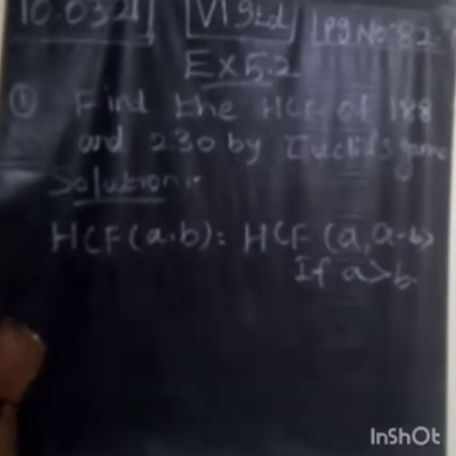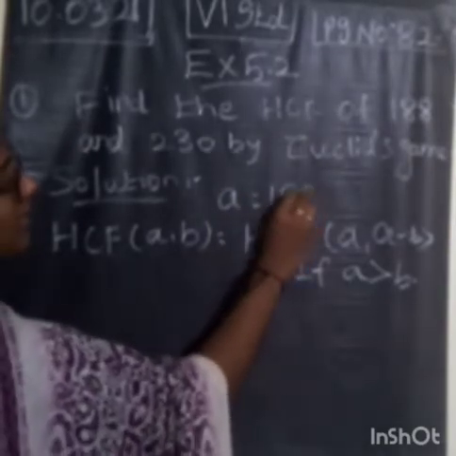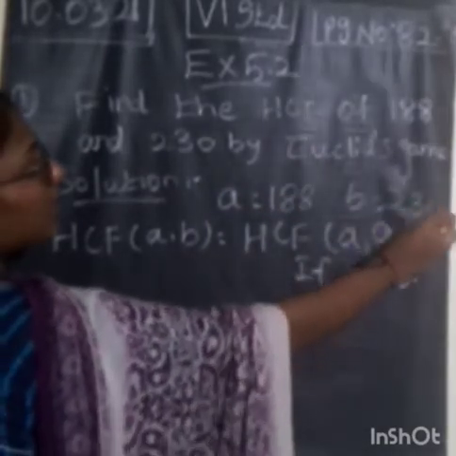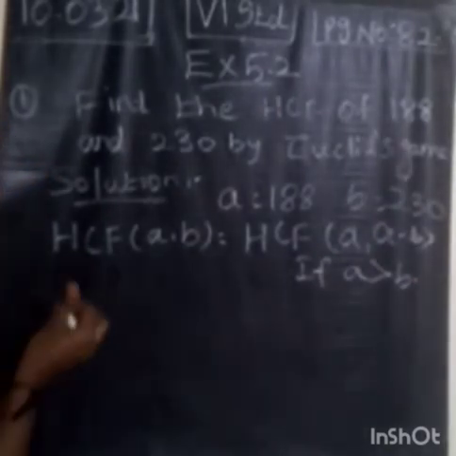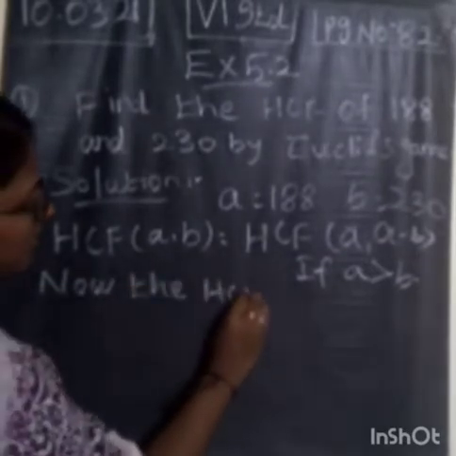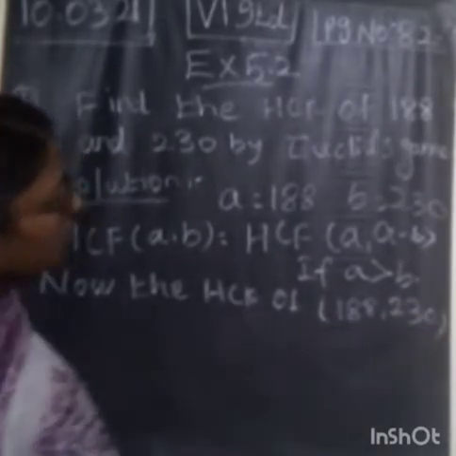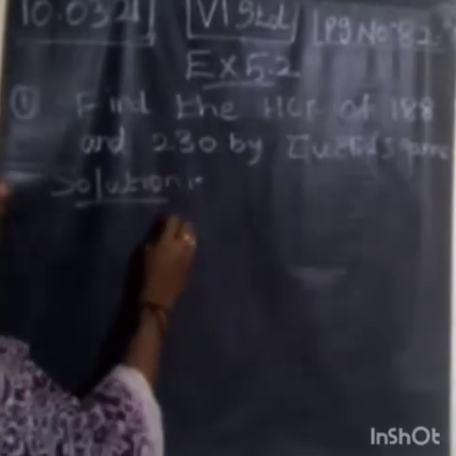Now find the HCF of 188 comma 230, where A equals 188 and B equals 230. Before that, we first have to find the prime factorization of 188 and 230, and multiply the common factors to get the HCF. Find the prime factorization of 188.